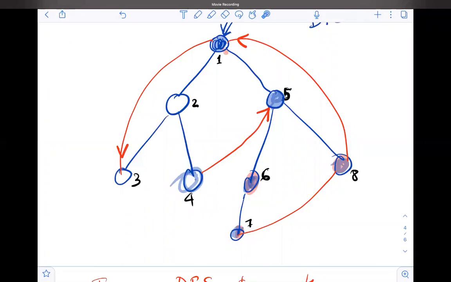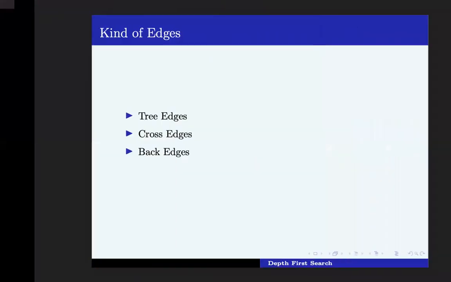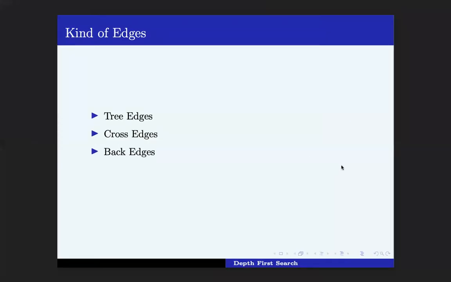Then also we have to think a bit. For example, if 7 was found earlier, then this edge could not be like this. So in the case of a directed graph, we have to be a bit careful about the ordering in which the tree was produced. So there can be forward edges, cross edges, tree edges, and back edges.